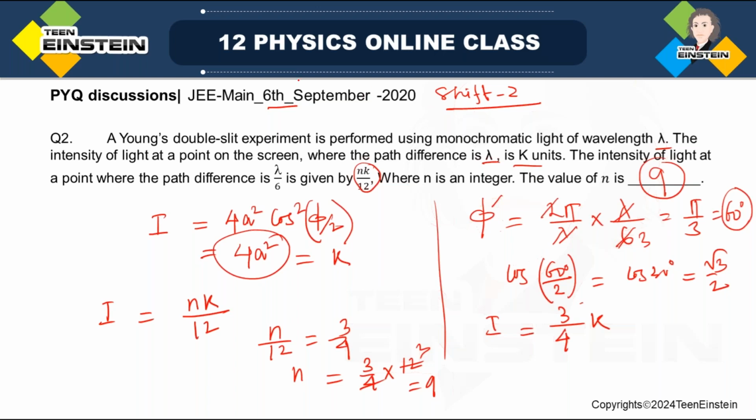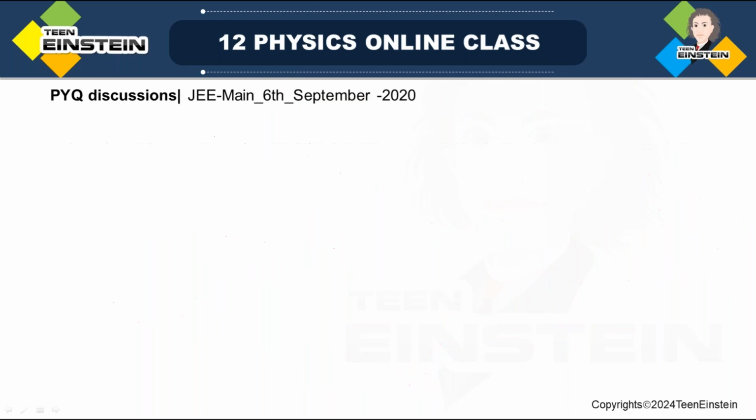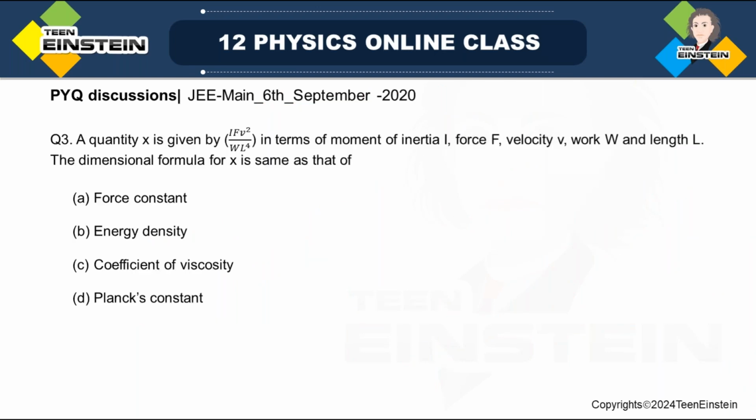So with this, the 6th September paper is over. Now we'll continue with 4th September shift 1. Okay, shift 1 paper, 4th September. So this question is from the very first chapter, units and measurement.